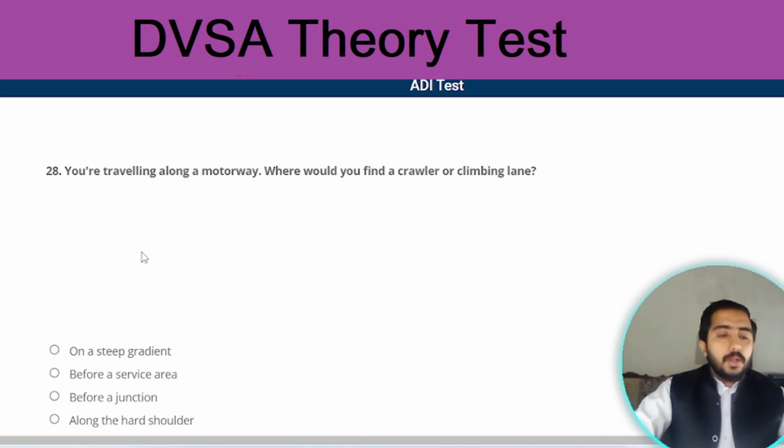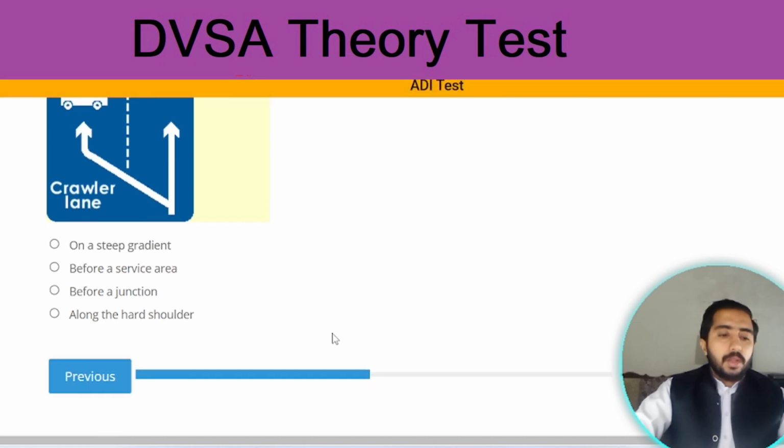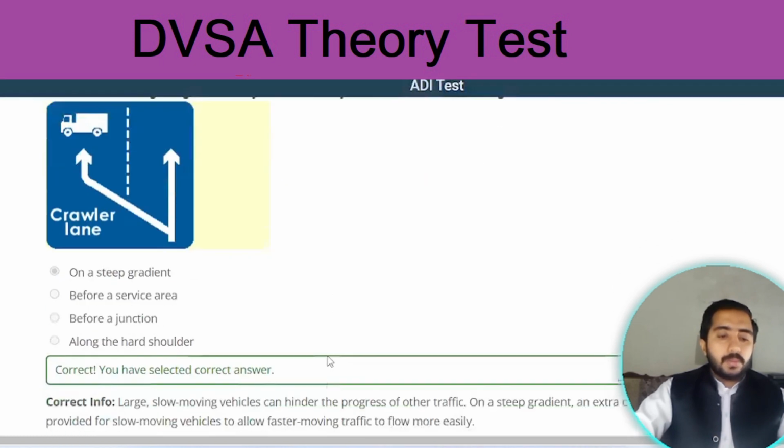Next question. Question 28. You are traveling along a motorway. Where would you find a crawler or climbing lane? You should find this crawler lane when on a steep gradient. Option A is the correct one.